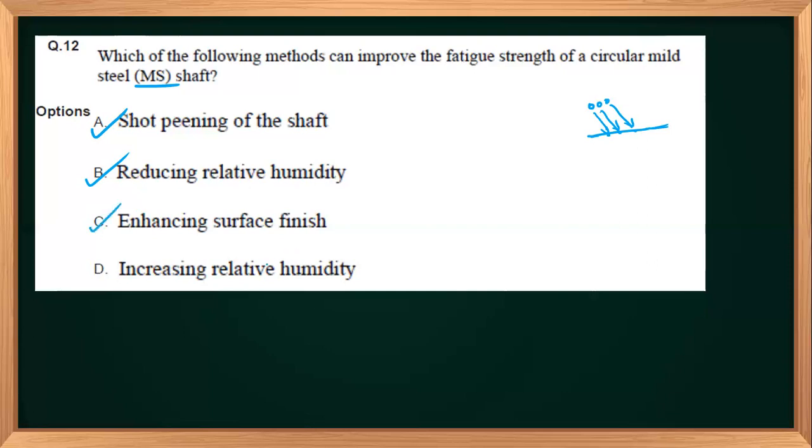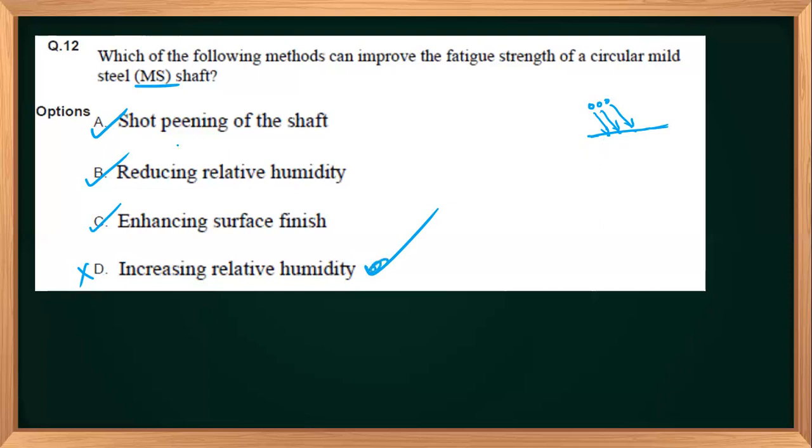But see, whenever these conflicting two things are given and it's asking which one of the properties is true, we know that if reducing is true, then increasing will be false, right? And if you increase the relative humidity, what will happen? The open part of your material will be exposed to atmosphere, and it can make some rust, and your fatigue strength can reduce. So this is the wrong statement, and this will be our answer.